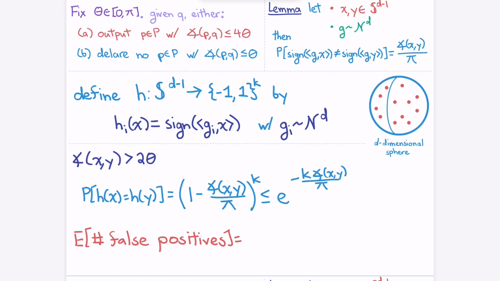Okay? So the expected number of false positives will be this times n. So this will be less than or equal to e to the negative 2 theta over pi k times n. Now, if I wanted this to be at most 1 or a constant, I want to make sure that when I look into the bucket, I don't spend too much time looking at junk points. If I wanted this to be less than or equal to 1, then what might I make k?